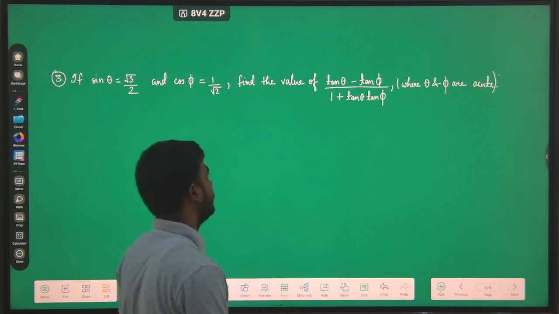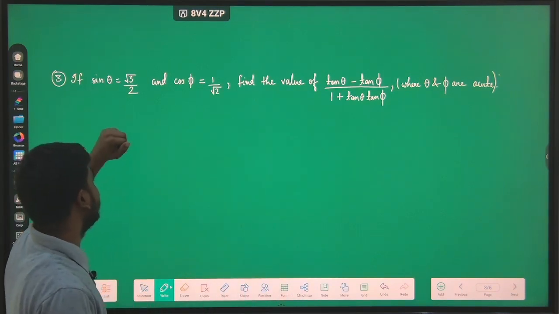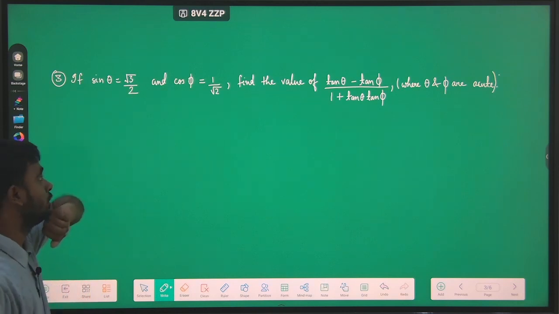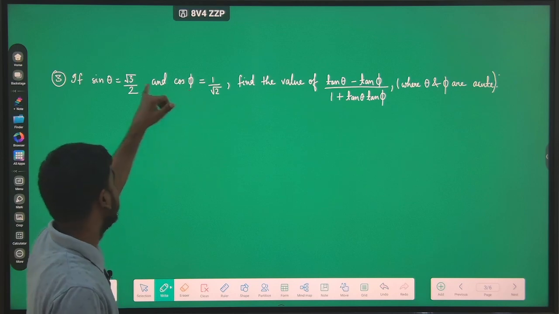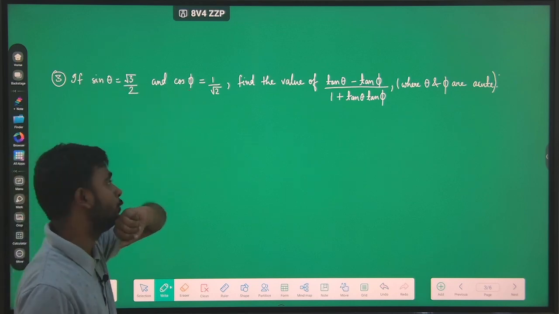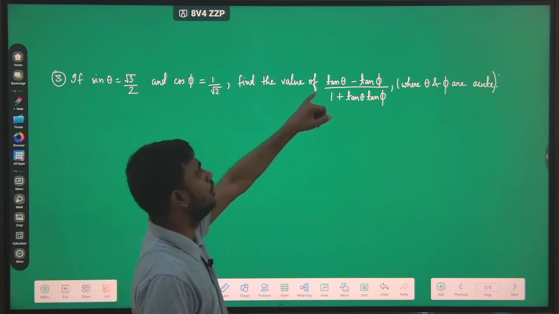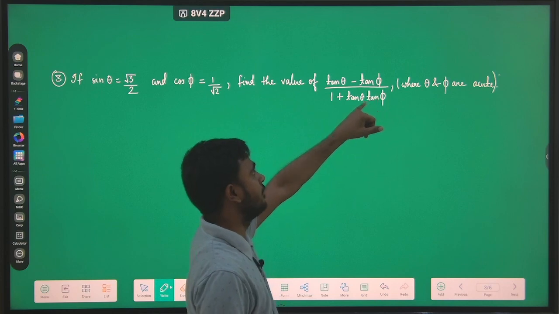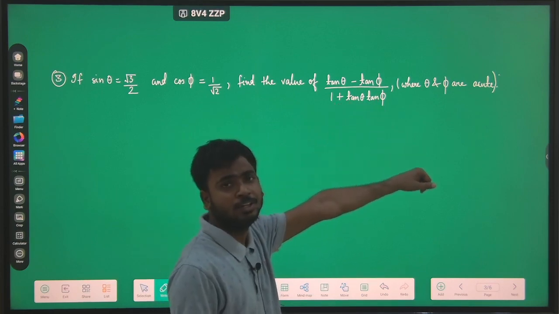Now moving to our third question. Theta and phi are acute angles. Sin theta is equal to root 3 by 2 and cos phi is equal to 1 by root 2. Find the value of tan theta minus tan phi divided by 1 plus tan theta into tan phi.